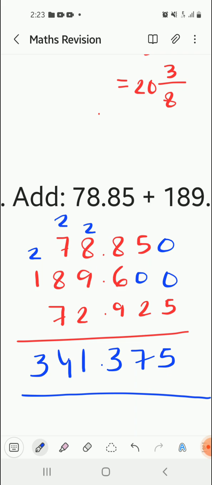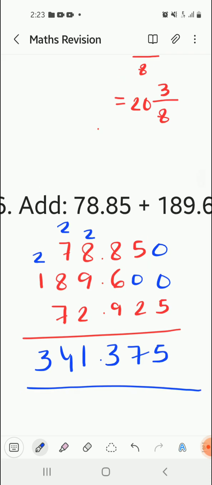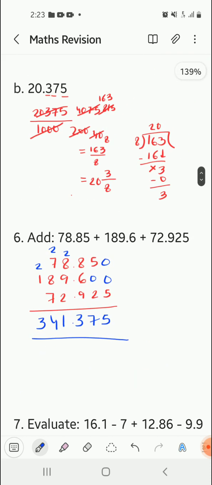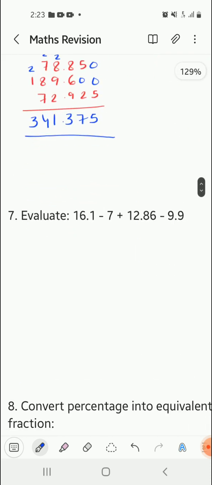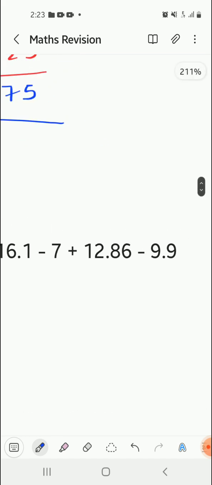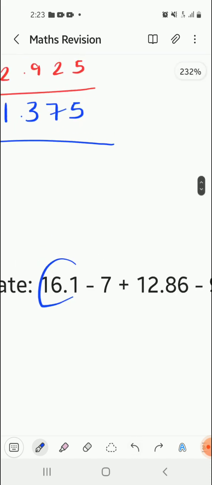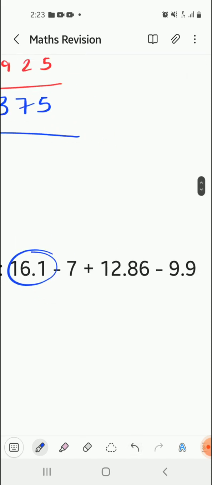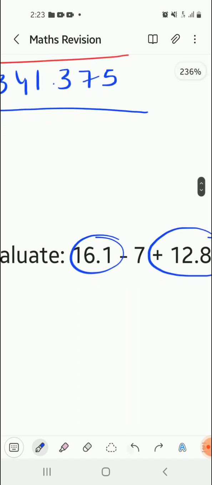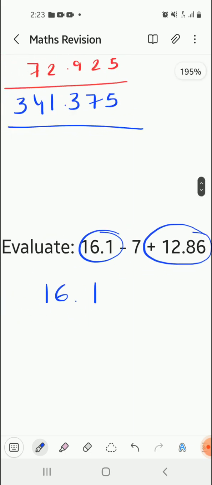Moving on to the next question. Number 7, evaluate. So we need to evaluate this. For this, first pick out all the numbers that are positive. The first positive number that we have got is 16.1, because this is the first number and there is nothing written before this, it means it's a positive number. Again, this is a positive number because a plus sign is given here. So first we are going to simply add the positive numbers, that is 16.1 and 12.86.